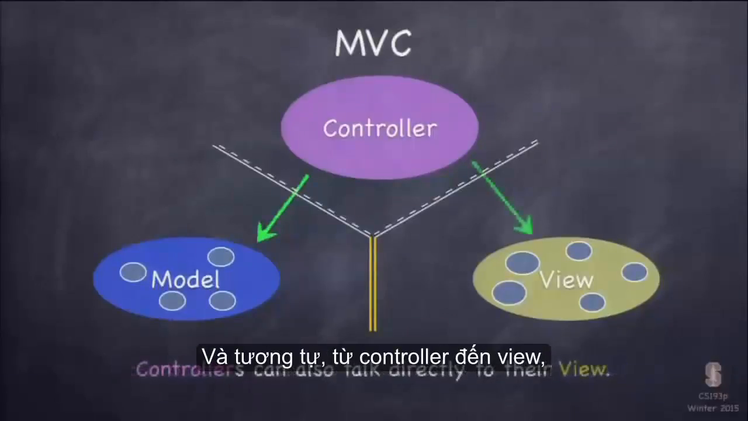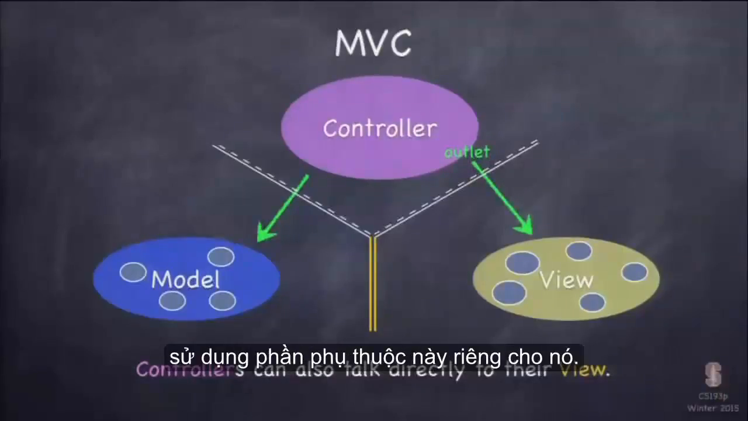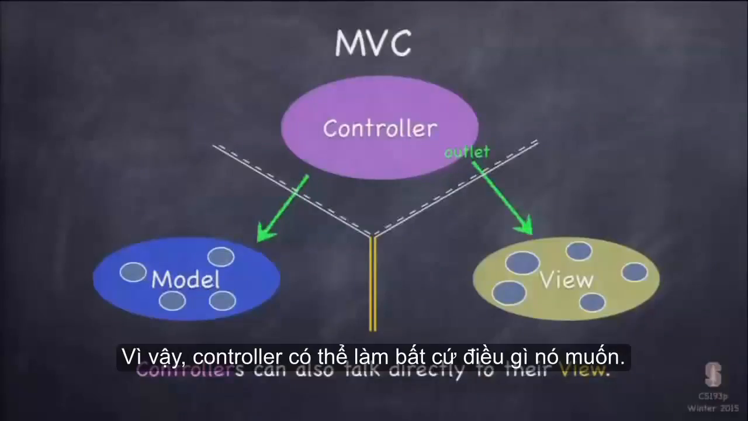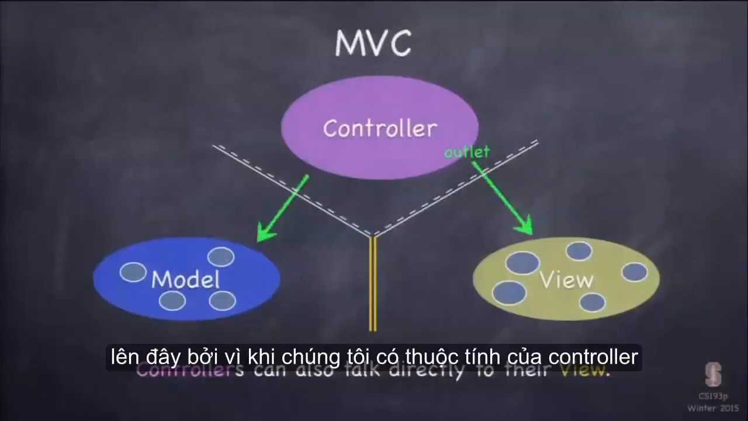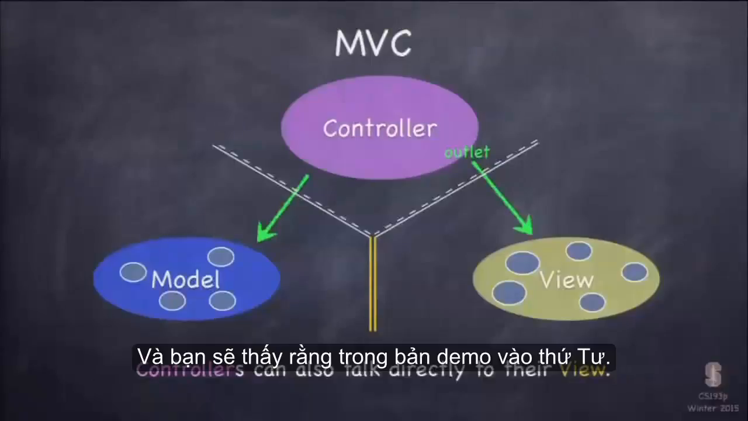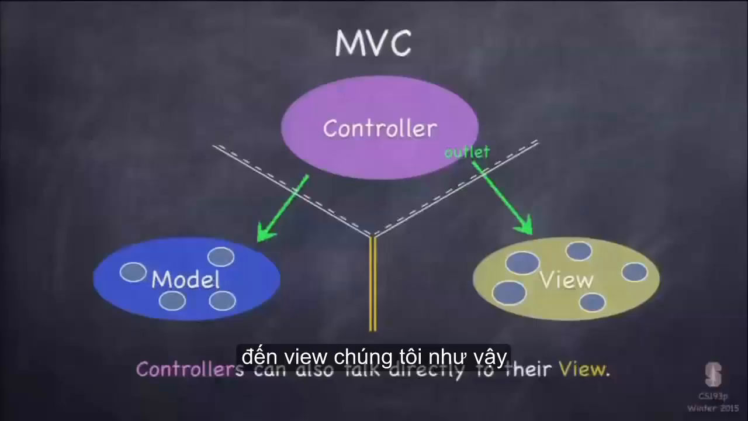And similarly, from the controller to the view is also unlimited communication, because the controller is responsible for using its own minions. The view is the controller's minions to lay out the user interface and all that stuff. So the controller can do anything it wants. I've put that little green word outlet up there because when we have a property of a controller that points into the view, we call it an outlet. Okay, and you're going to see that in the demo on Wednesday. I'm going to say, oh, let's create an outlet from our controller to our view so our controller can talk to its view. All right?